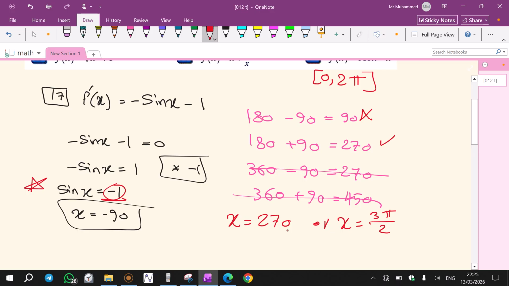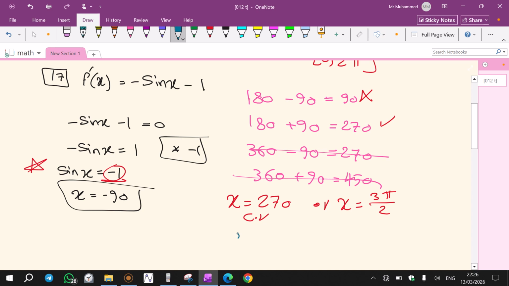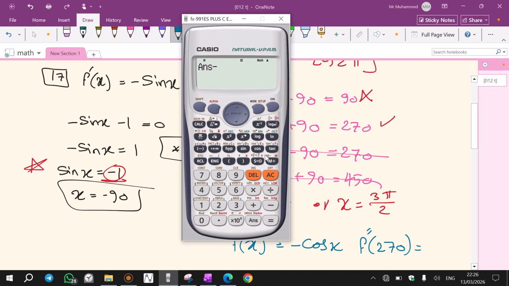Now we need the second derivative to check whether this critical value is a maximum or minimum. The first derivative is negative sine x, so the second derivative f double prime x equals, the derivative of sine is cosine, the negative stays. The derivative of minus 1 will be 0. Now, f double prime of 270 is negative cosine of 270. Negative cosine of 270, that's 0.